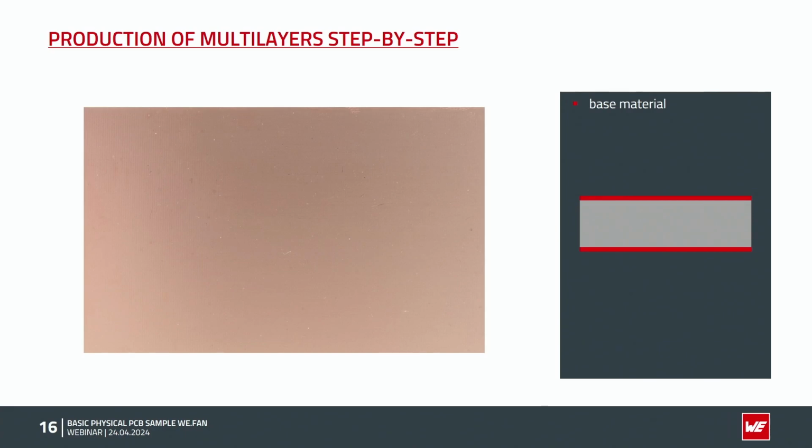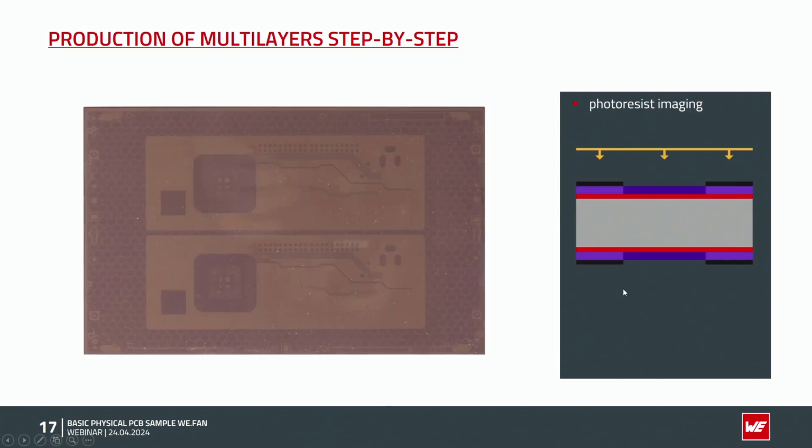Okay, so now let's have a closer look at the production steps, step by step, producing a multilayer, and we are starting with a base material, in this case an inner layer core. So we just see from the top or from the bottom, we just see copper, but inside there is the dielectric material already. And the first thing we are doing in production is of course cleaning, which is not shown here, then the next major step is the covering with a photoresist and the imaging process.